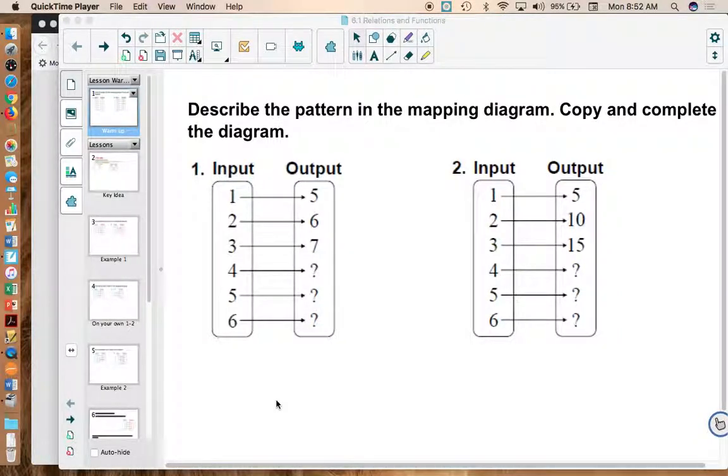Okay, so look at the first one. Describe the pattern in the mapping diagram. I'm not asking you to copy because I gave you a copy. What's happening here? What's happening here, Cadence? They're adding 4.